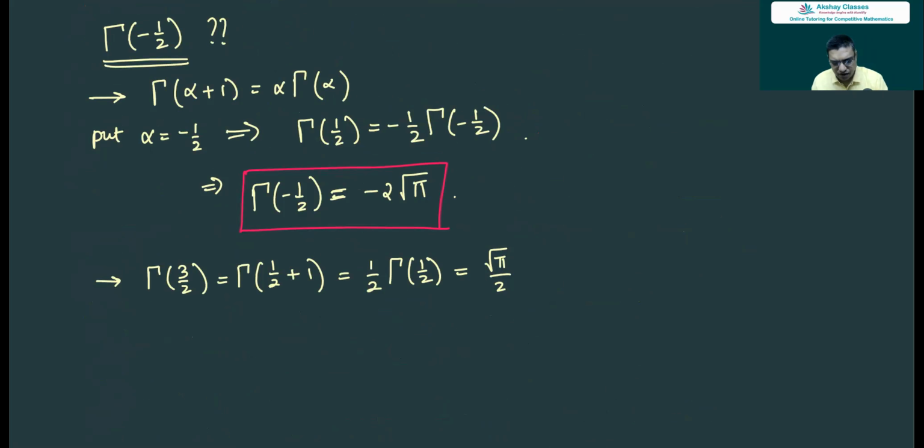Now, how to find gamma of 1 by 4, gamma of 3 by 4? That usually is not asked, but there is a result. Of course, for that, we'll have to do analysis of complex functions and then derive a result. In future, we will derive it, but I'll just present the result here. Euler's reflection formula.